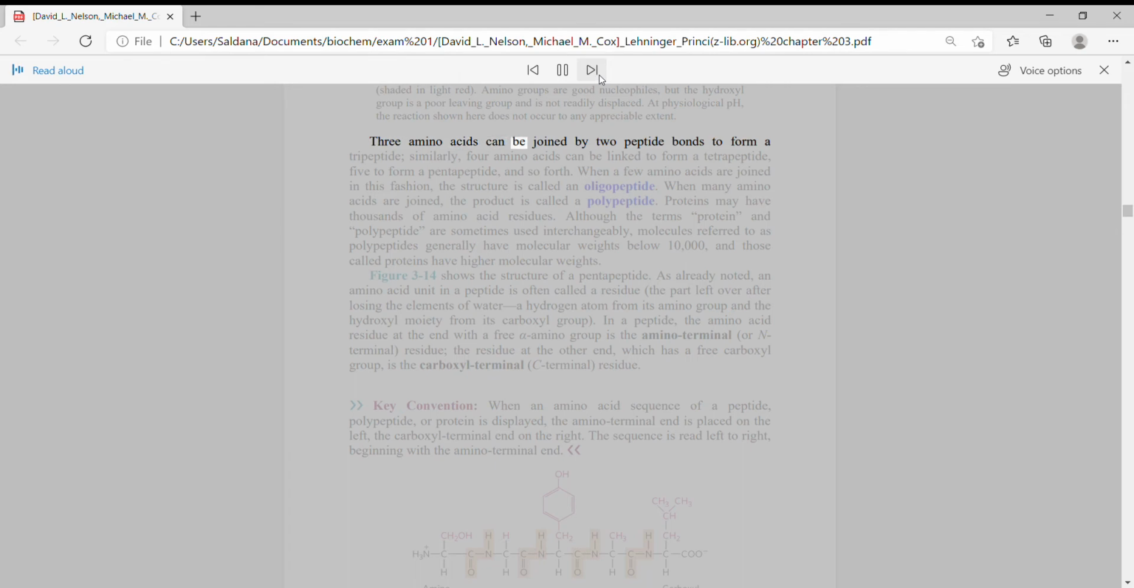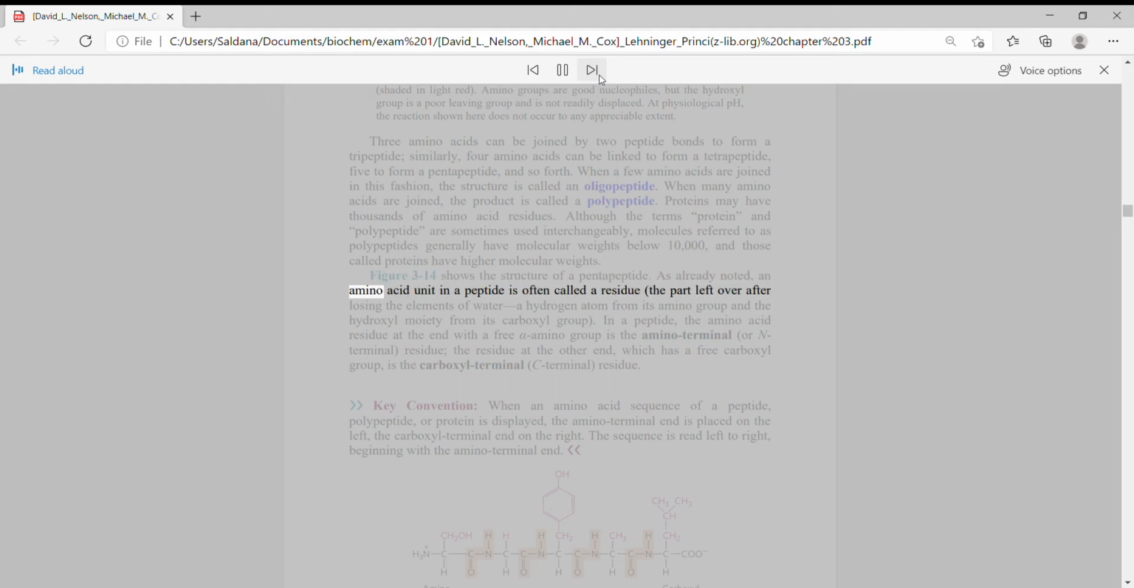Three amino acids can be joined by two peptide bonds to form a tripeptide. Similarly, 4 amino acids can be linked to form a tetrapeptide, 5 to form a pentapeptide, and so forth. When a few amino acids are joined in this fashion, the structure is called an oligopeptide. When many amino acids are joined, the product is called a polypeptide. Proteins may have thousands of amino acid residues. Although the terms protein and polypeptide are sometimes used interchangeably, molecules referred to as polypeptides generally have molecular weights below 10,000, and those called proteins have higher molecular weights. Figure 3-14 shows the structure of a pentapeptide.